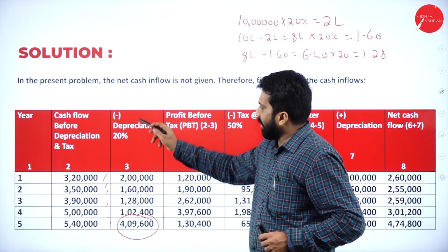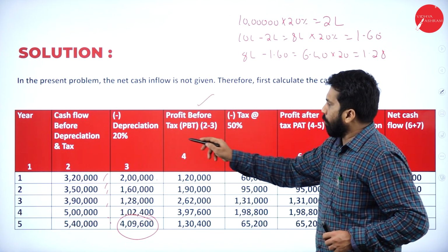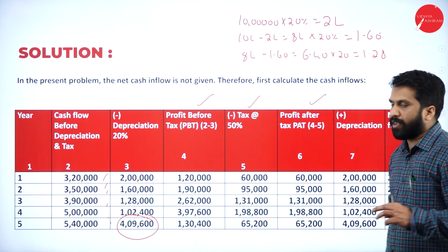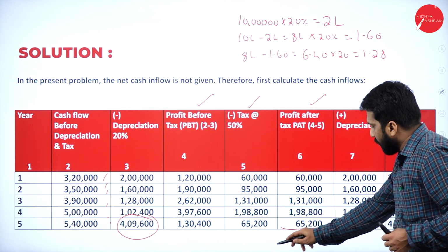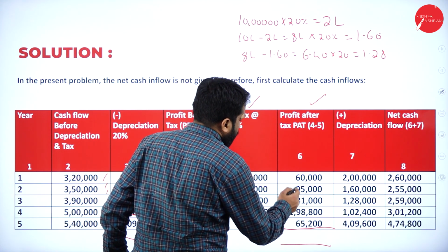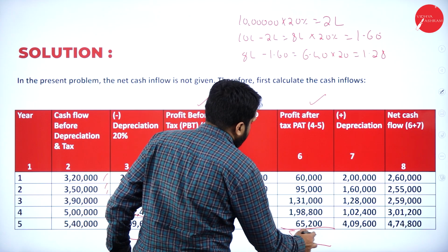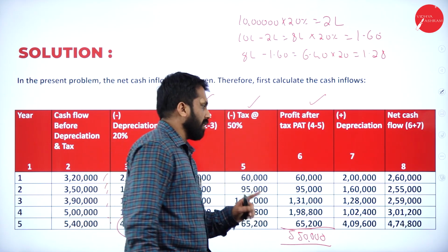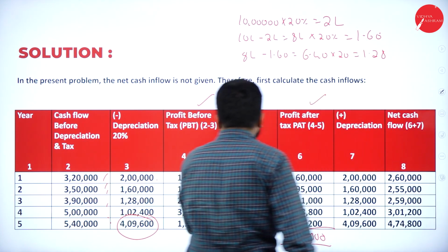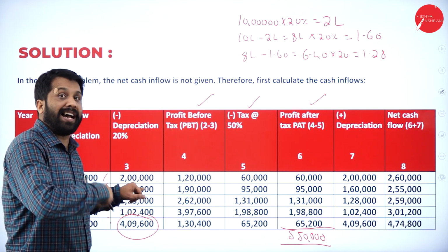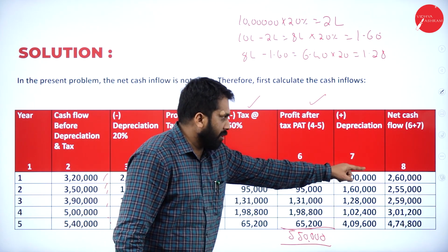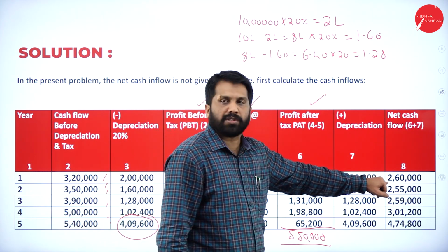Your cash flow minus depreciation, you will get profit before tax. Then minus taxation, you will get profit after tax. You have to total this. If you total this, how much will you get? 5 lakh 50,000. Only this column you are supposed to total. Then depreciation is over. Net cash flow also over. How to do? Whatever depreciation is deducted, we will add back. Added all. Your final answer, this plus this, 2,60,000.